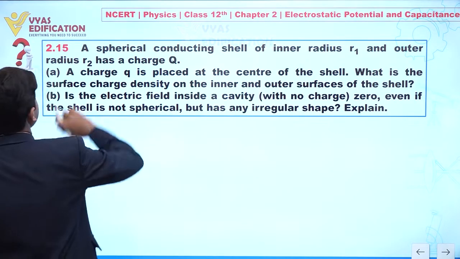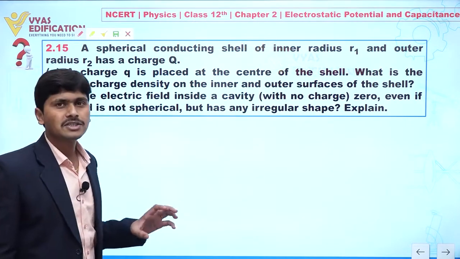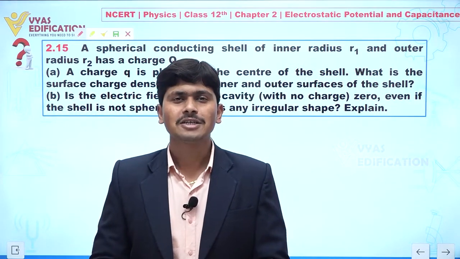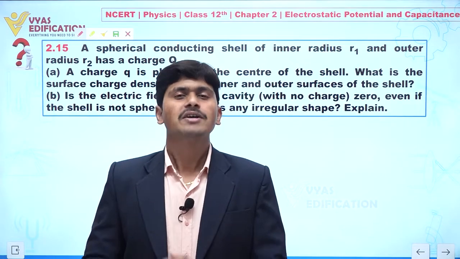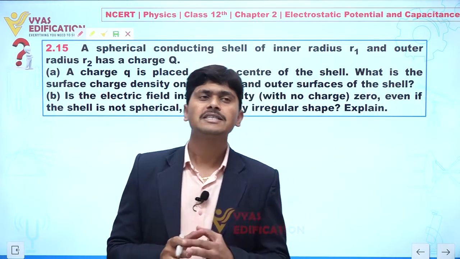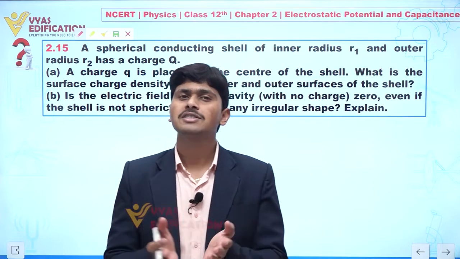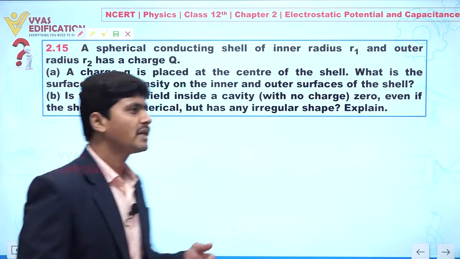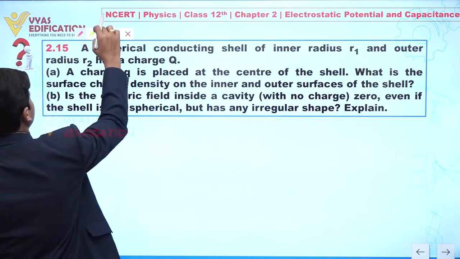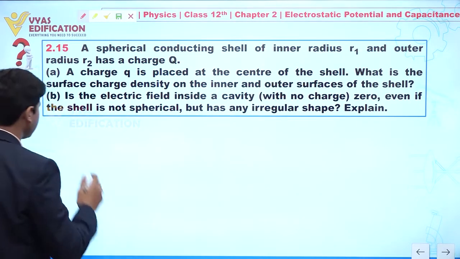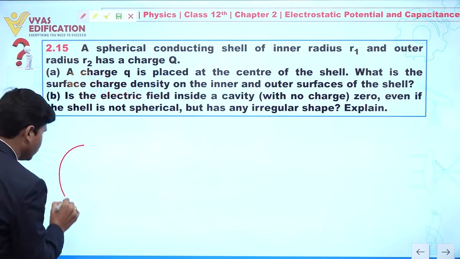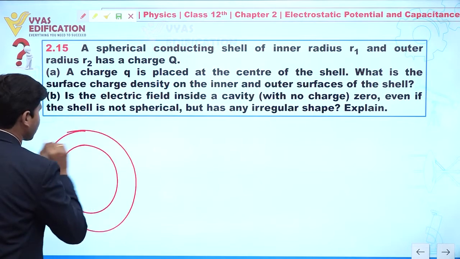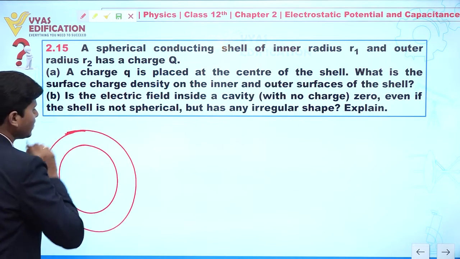Now in this question it is given a spherical conducting shell. Before going to discuss this question, let us try to understand what is surface charge density. Surface charge density is defined as the charge present on the surface divided by area. Yes or no? Now let's suppose we have a spherical conducting shell. This is a spherical shell.